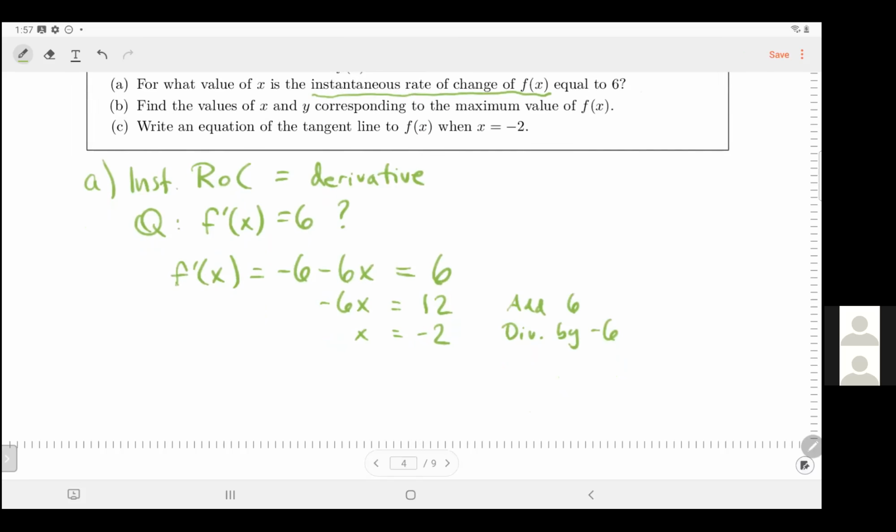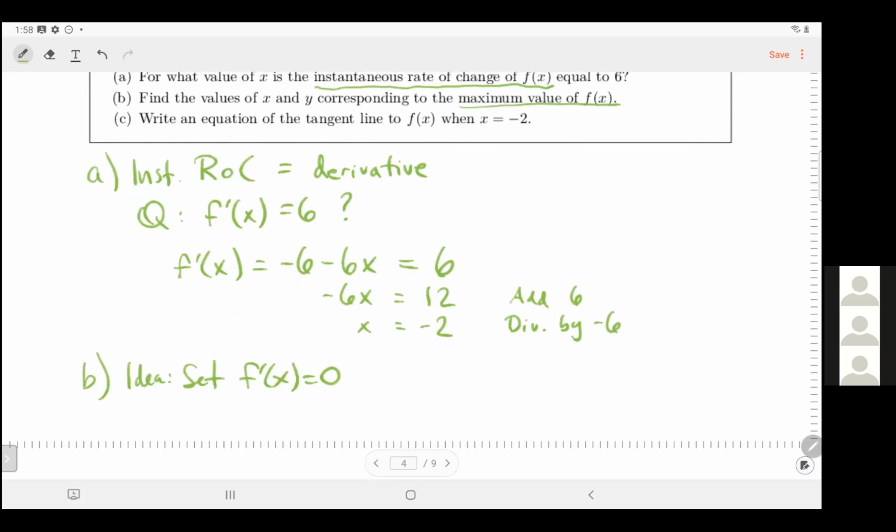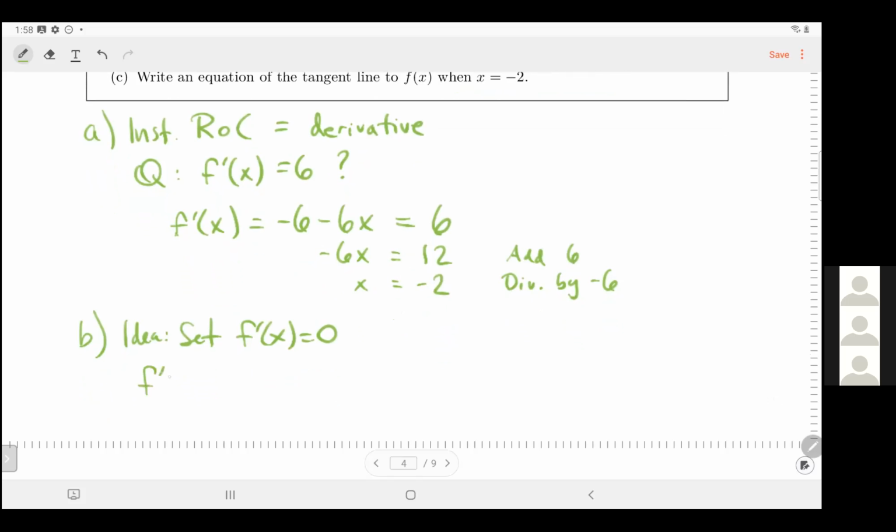Then a slightly more interesting problem. Part B. Find the values of x and y corresponding to the maximum value of f of x. So just in general, how do we find a maximum or a minimum value of a function? Set the derivative equal to 0. Awesome. So my idea is set the derivative equal to 0. We know the derivative already. F prime of x was negative 6 minus 6x, which we're going to set to 0.